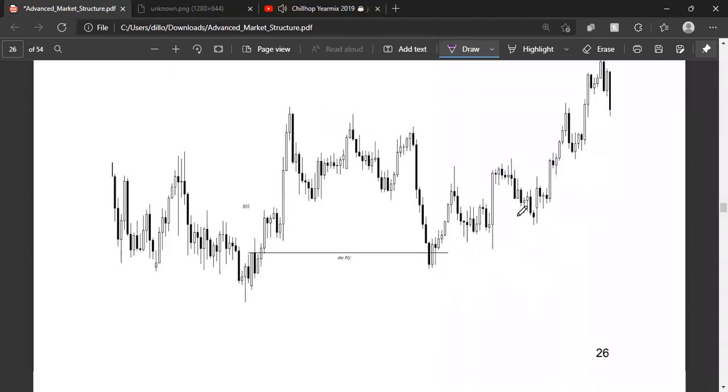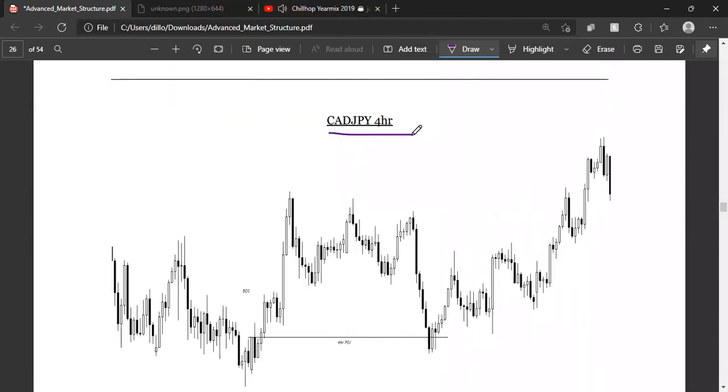All right, next example, we got CAD JPY on the 4 hour time frame.